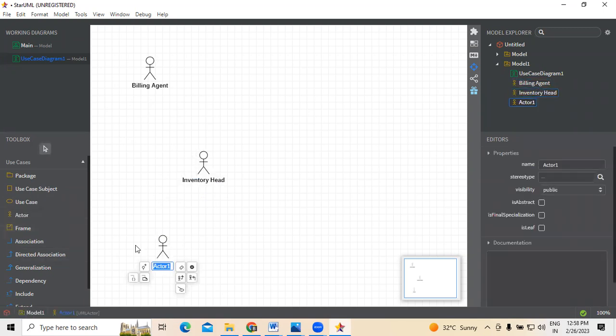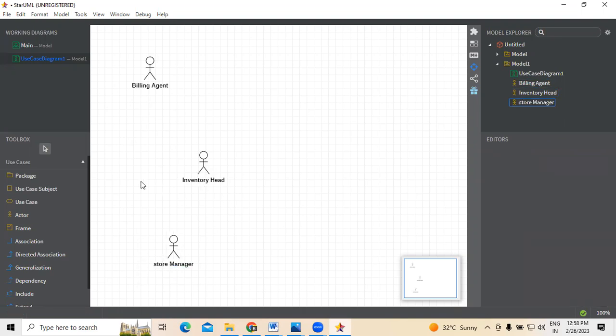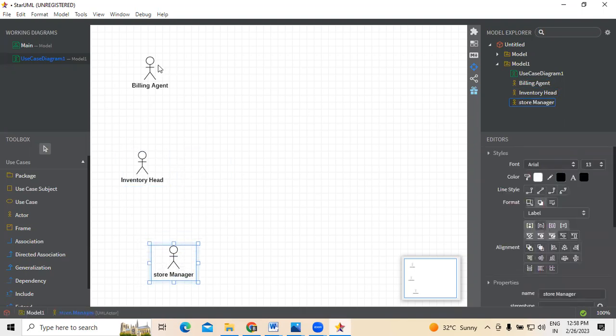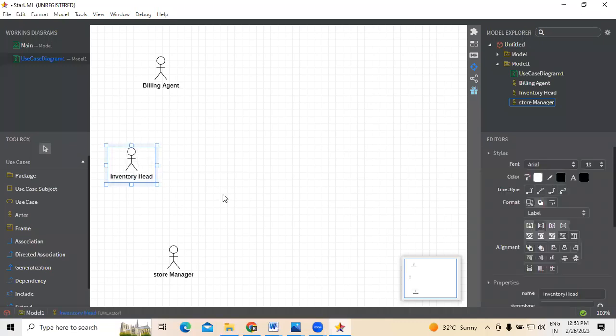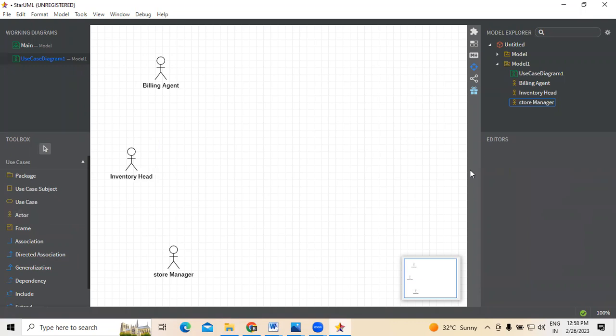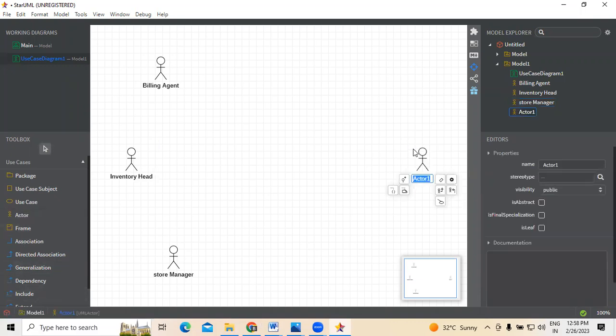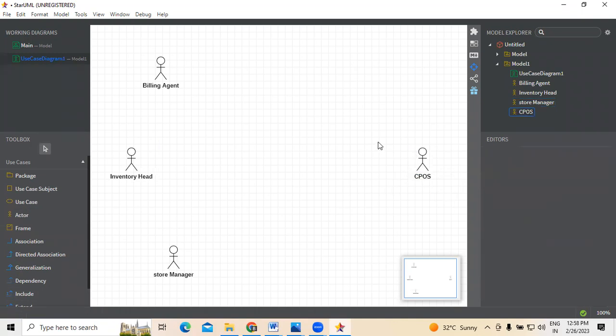Maybe a store manager. Right? So 3 people are there. These 3 people are actors for the project. Now, these people want to access this POS system, cloud POS system. So you have to consider that CPOS system also.